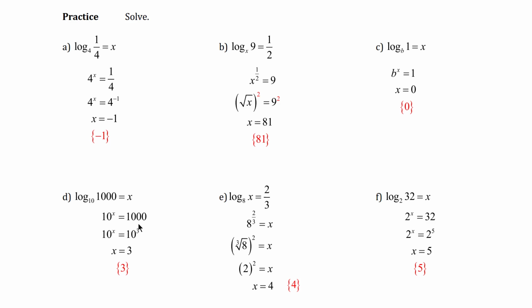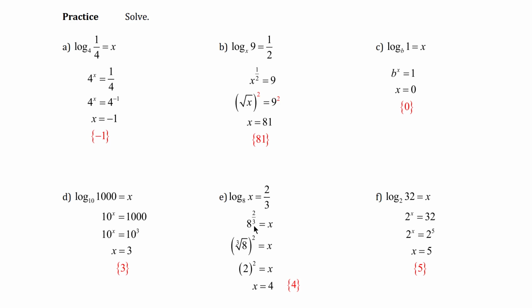For part D, we rewrite this as 10 to the x power equals 1000. Next, we rewrite 1000 as 10 cubed, so we have 10 to the x power equals 10 cubed. From here, we apply the uniqueness property of exponents. We get x equals 3, and our final answer in set notation, we have a set of curly brackets and 3 on the inside.